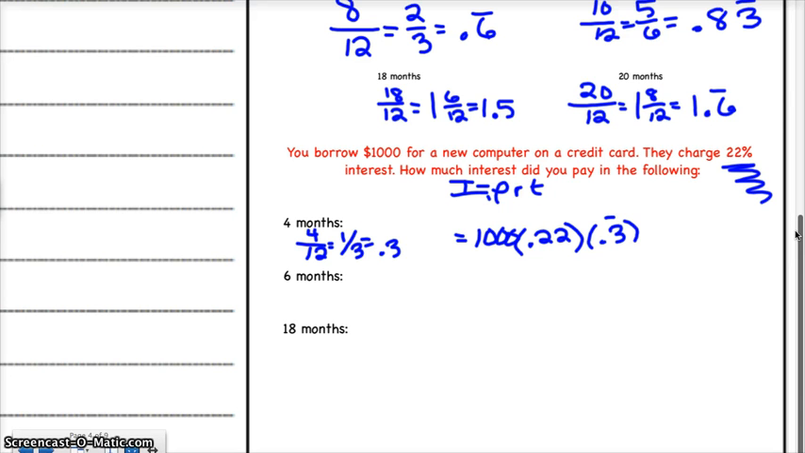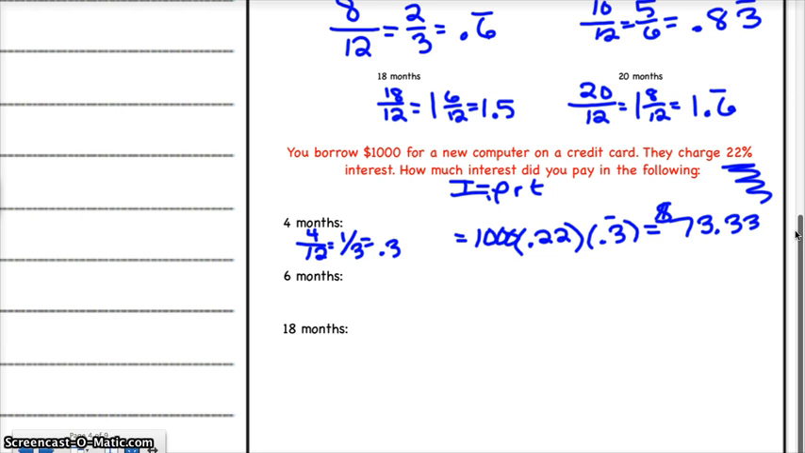So in my calculator, I go 1 divided by 3, and I hit equals, and then it's got the repeating decimal. And then I times that by 1,000, times it by 0.22, and that's 73.33. So in 4 months, you already had to pay an extra $70 to borrow that computer or get money for it. And that's only off of a $1,000 loan.